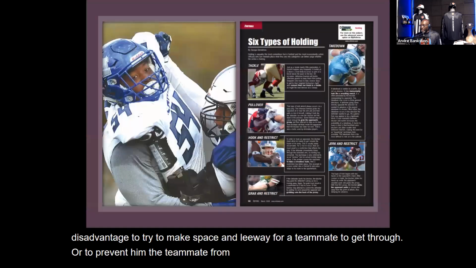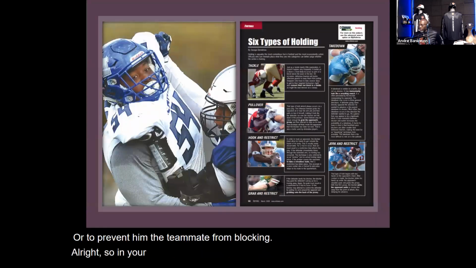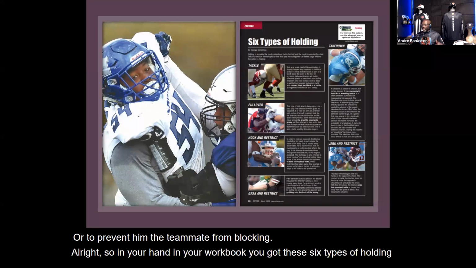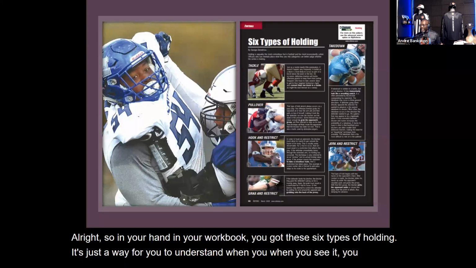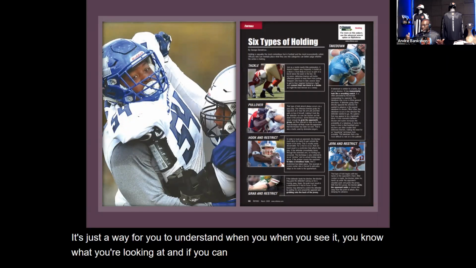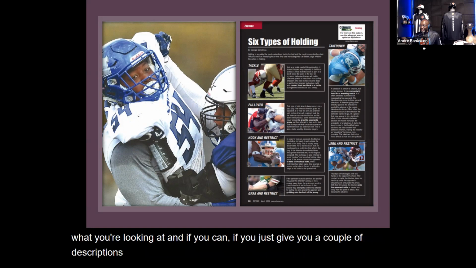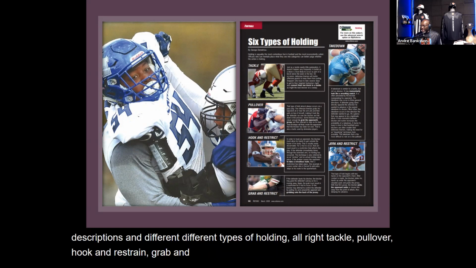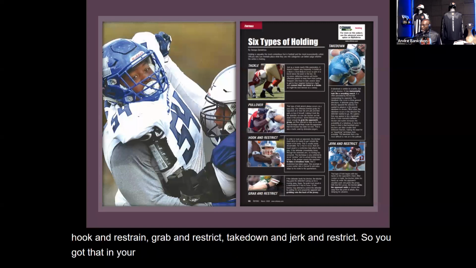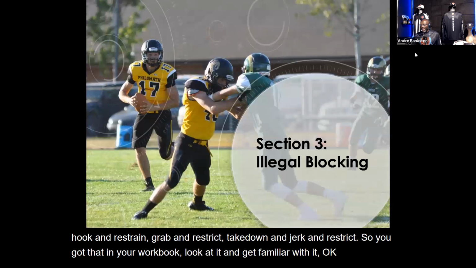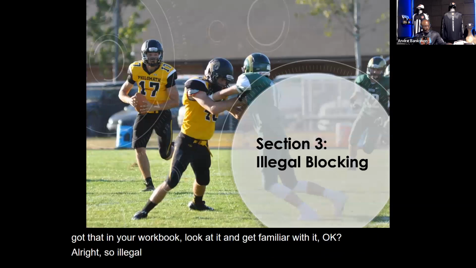All right. So in your workbook, you've got these six types of holding. It's just a way for you to understand when you see it, you know what you're looking at, and it gives you a couple of descriptions of different types of holding. All right: tackle, pull over, hook and restrain, grab and restrict, takedown, and jerk and restrict. So you have that in your workbook. Look at it and get familiar with it. Okay. All right. So, illegal blocking.